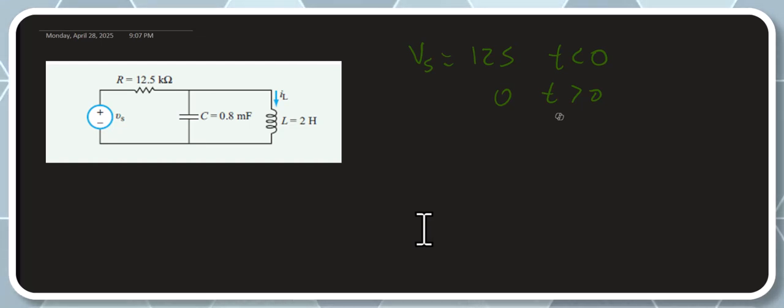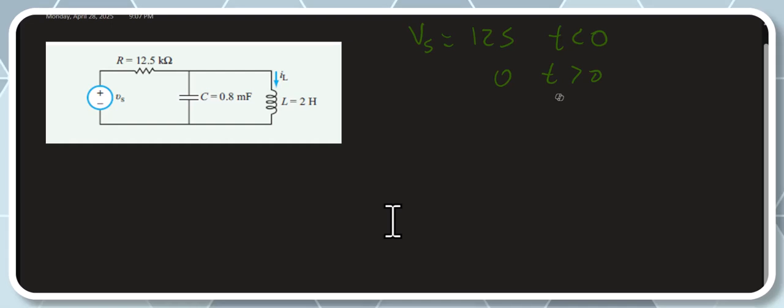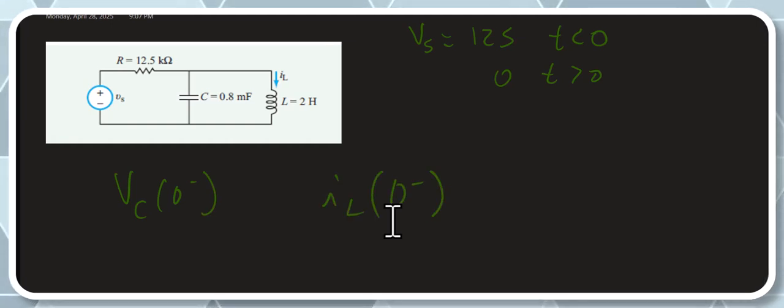Okay, so let's say that we have this circuit which has our voltage source is 125 for t less than 0 and 0 for t greater than 0. And I want to transform this to the S domain. So I did have a source before t equals 0, and so I need to figure out what is VC of 0 minus and what is IL of 0 minus.